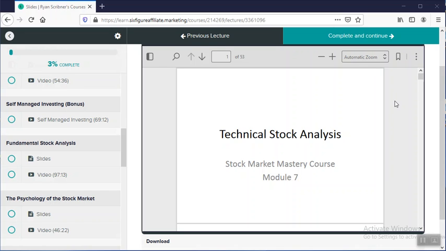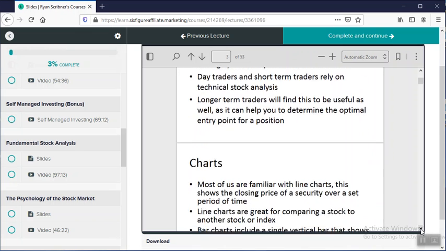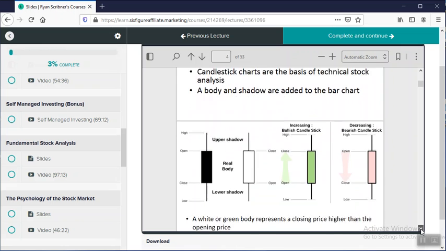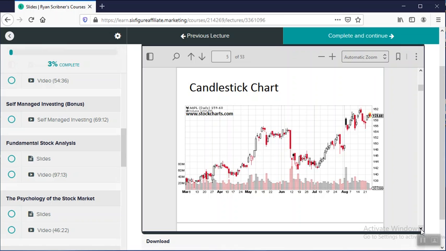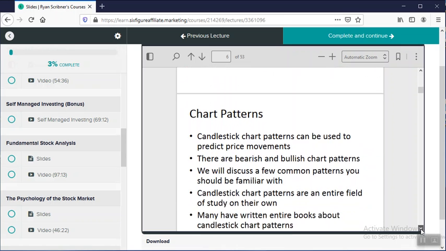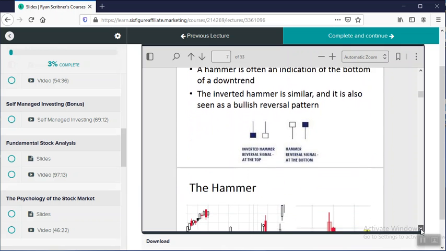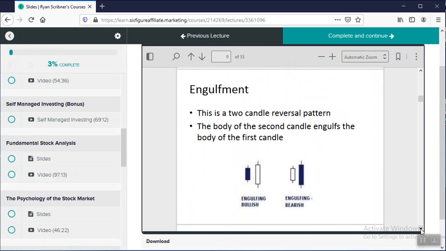Okay, this is module 7 of Ryan Scribner's stupid stock market mastery course that I'm putting online for free. As you can see, this is definitely worth $300. Right, new investors need to know about, oh wait, I forgot, this is a stock market mastery course. So if you wanted to learn to invest from Ryan Scribner, you don't actually have to pay him anymore. It's right here.